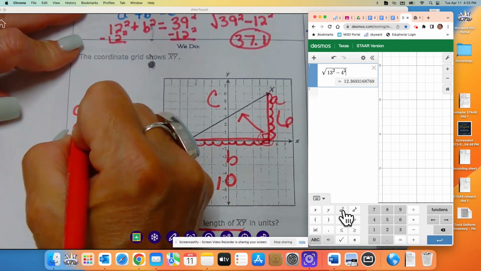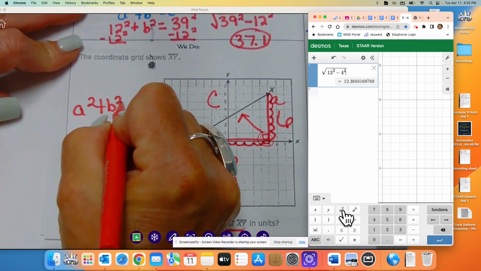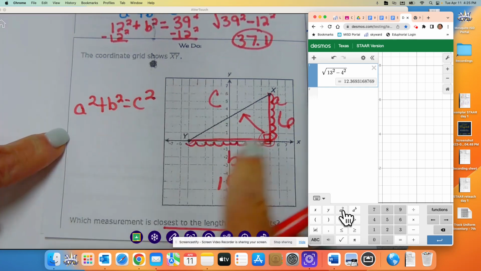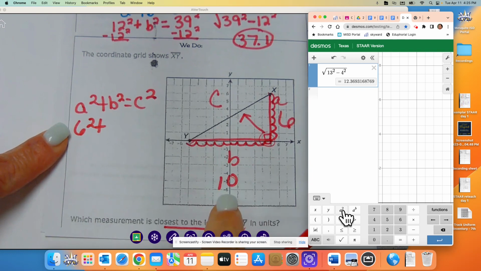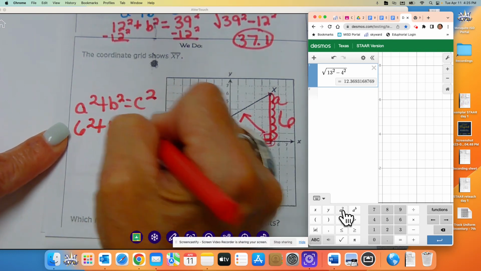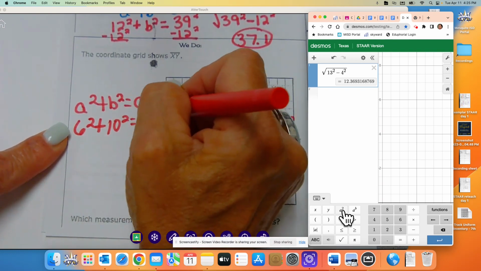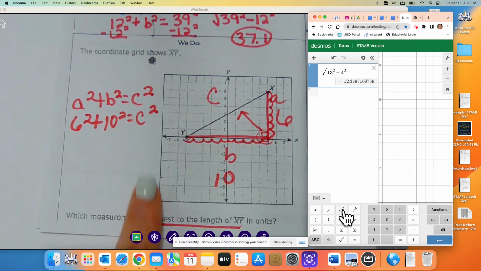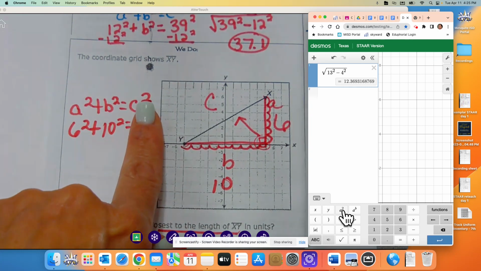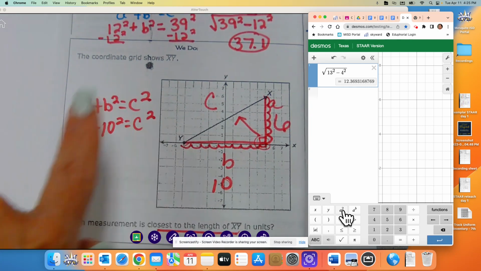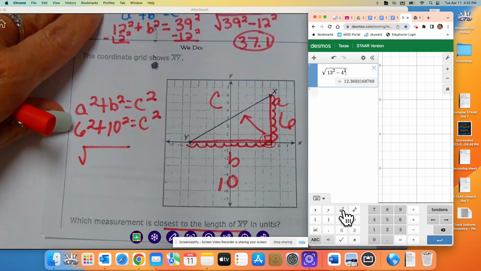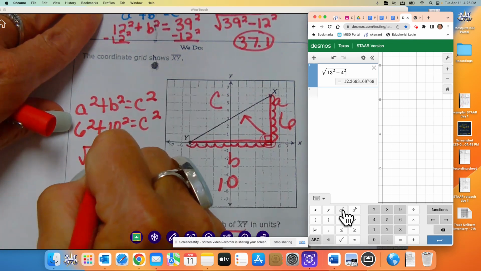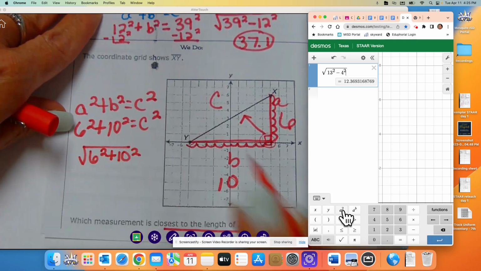So I'm going to write the formula. A squared plus B squared equals C squared. I have A is 6, so I have 6 squared. B is 10. And C, I don't know, so I'm going to leave it as C squared. Since I already have C by itself, guys, I don't have to remove anything. I'm going to add. But remember, when you put it in Desmos to get your answer, put it underneath that square root symbol, and it's 6 squared plus 10 squared.